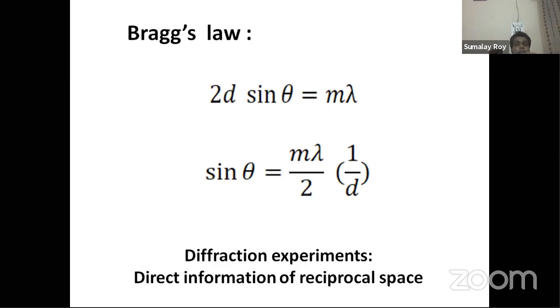So it is implied in the equation that in all diffraction experiments, what we do is in reciprocal space. It is 1 by d that matters, and 1 by d is direct information of reciprocal space. So a diffraction experiment will give you direct information.